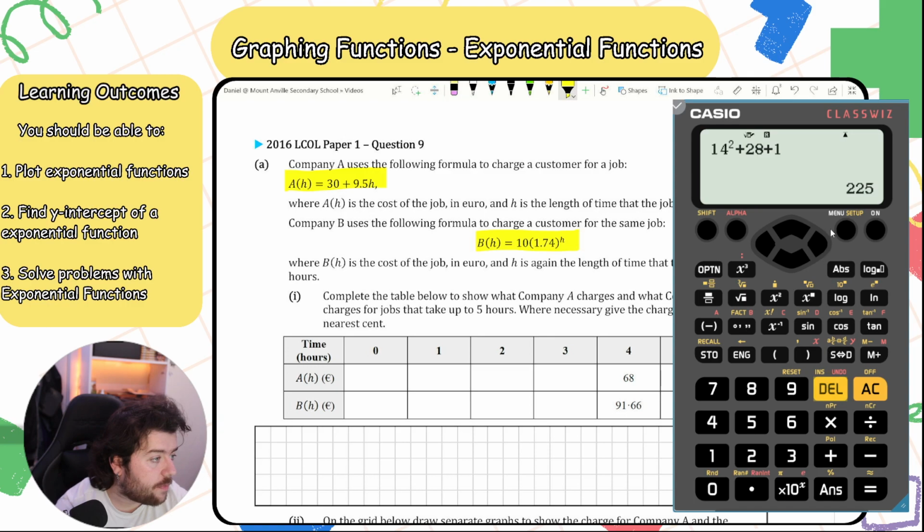So we're going to open up our handy dandy calculator. Let's do the first one first. So 30 plus 9.5h. We don't have h's, so we're going to do an x.